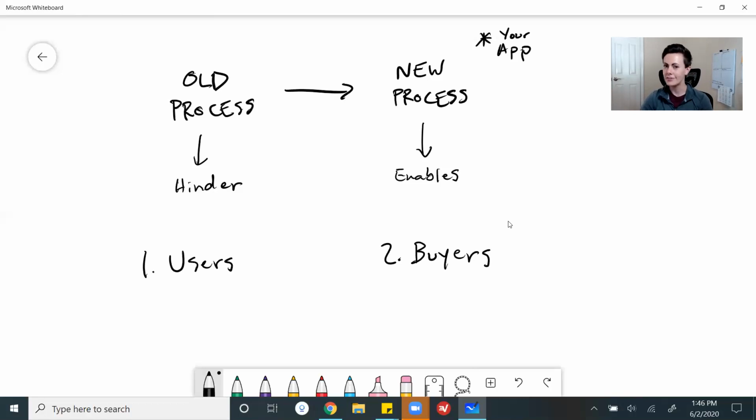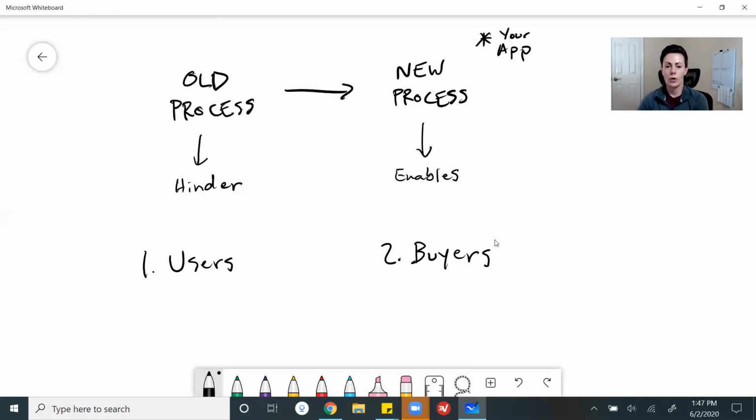But again, even if they are the same person, you still have to treat them as two different sides to the same person. And this is where a lot of people start to go wrong, because it's important that you're able to talk about the old process and the new process to the right person.